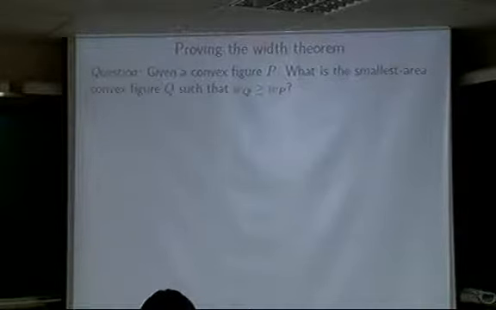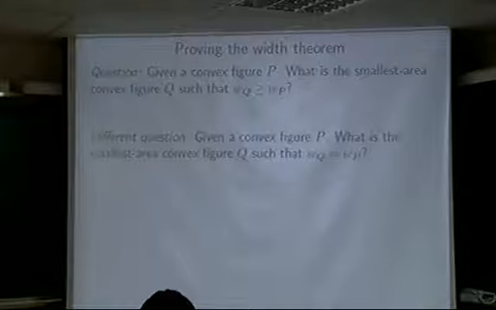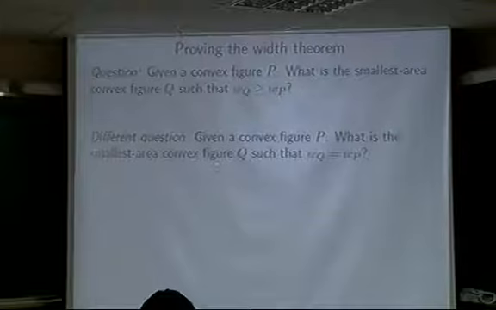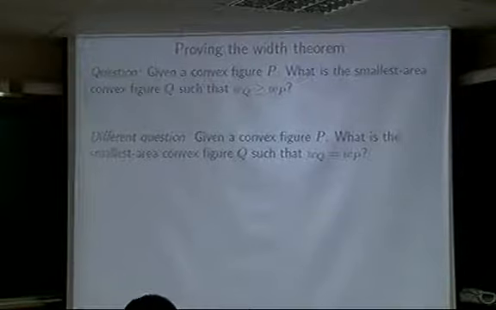And now a natural different question to ask is, if I'm given a convex figure, what would be the smallest figure that has exactly the same width function? So for instance, if I tell you that my width function is constant 1, so maybe P is a circle, what is the answer to this?